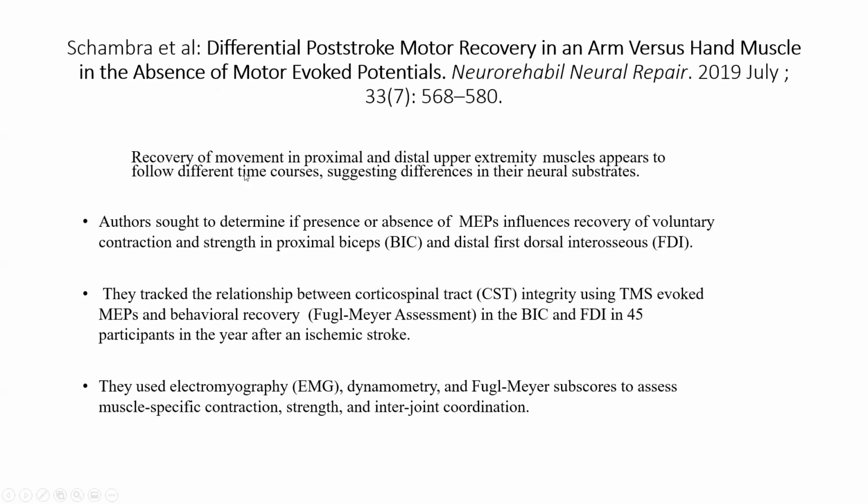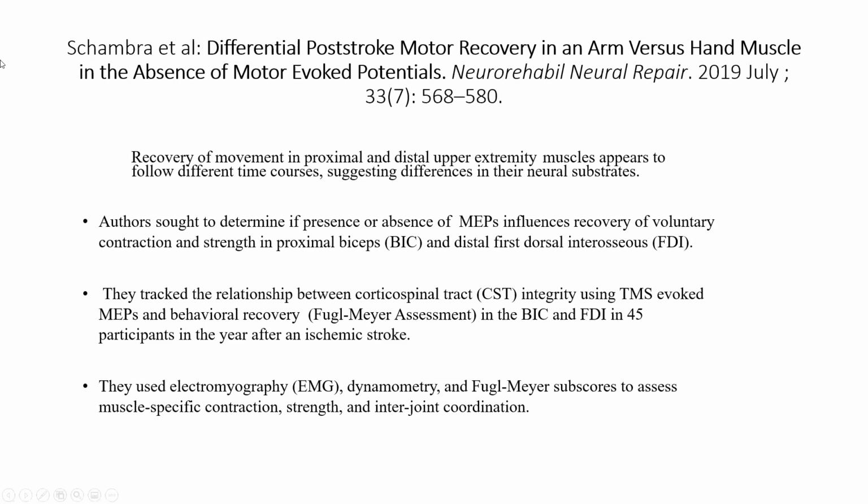She indicates that recovery of movement in proximal and distal upper extremity muscles appears to follow different time courses, suggesting differences in their neural substrates. And this is commonly seen by clinicians, where a person has a good shoulder and elbow and has a terrible hand, or occasionally the hand is spared, but they have really severely affected proximal joint and muscular movements.